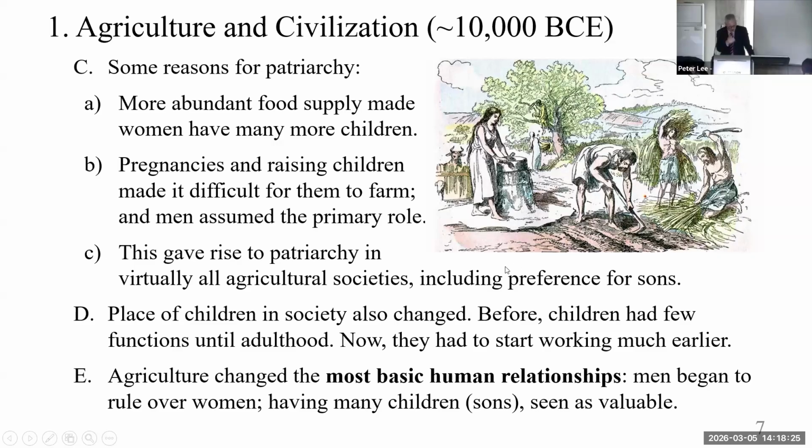Agriculture changed, therefore, is like a conclusion. It changed the most basic of human relationships. Men began to rule over women, and women began to have many, many more children. And having sons was seen as more valuable than having daughters.